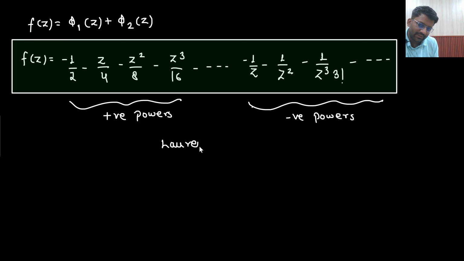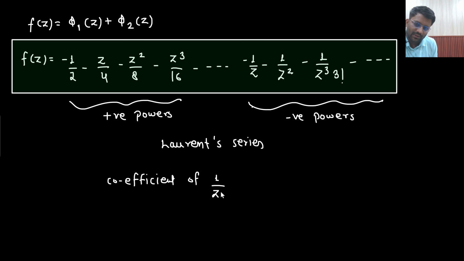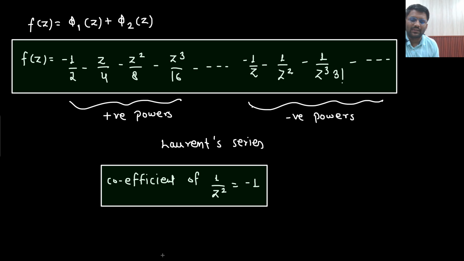So in this Laurent series, can you let me know what is the coefficient of 1 by z square? Yes sir, coefficient of 1 by z square is nothing but minus 1. There you go. This is the answer. Coefficient of 1 by z square is nothing but minus 1. Okay, well and good. So yes, this is the answer.